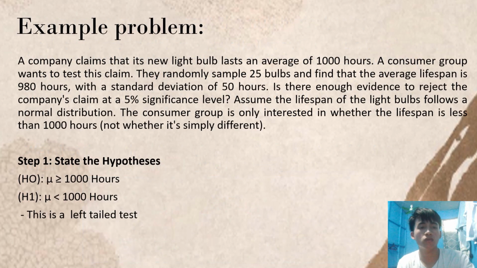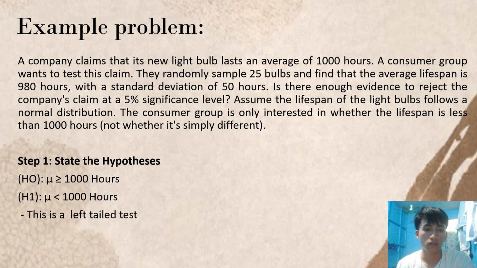So we have two example problems. The first problem: a company claims that its new light bulb lasts an average of 1000 hours. A consumer group wants to test this claim. They randomly sample 25 bulbs and find that the average lifespan is 980 hours, with a standard deviation of 50 hours. Is there enough evidence to reject the company's claim at a 5% significance level? Assume the lifespan of the light bulbs follows a normal distribution. The consumer group is only interested in whether the lifespan is less than 1000 hours, not whether it's simply different.